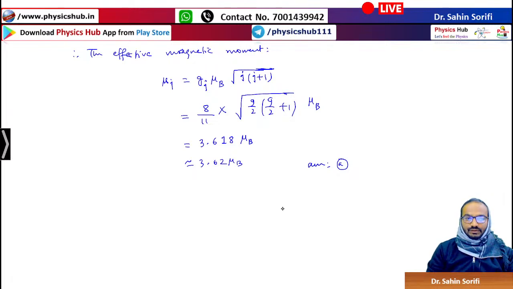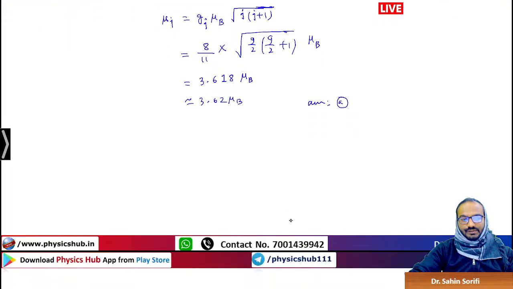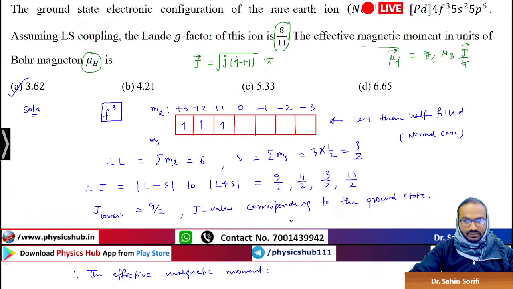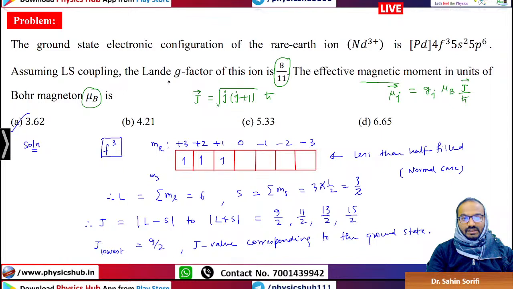Okay, so from the previous lessons also, let me give you a brief summary. How does 8 by 11 come? It is given in the question. The Lande g factor for this one is 8 by 11.